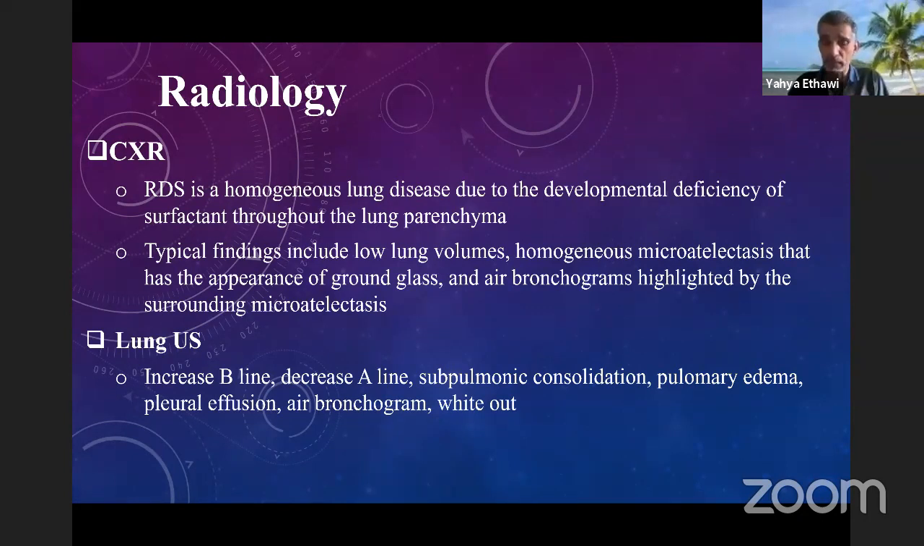You can use lung ultrasound. You'll see increased B lines until they are homogenized. You'll see decreased A lines because there is decreased air. You start to see subpleural consolidation, you'll see pulmonary edema, you'll see pleural effusion, air bronchogram, and then whiteout. There is no double lung point, and that differentiates RDS from TTN.